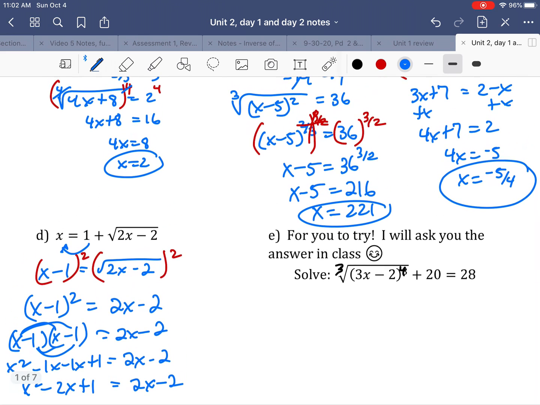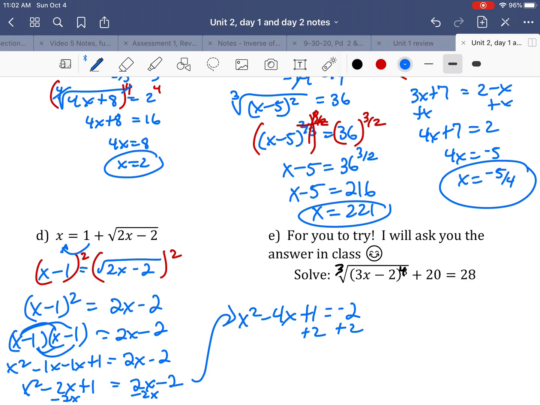All right, so I'm going to wrap this over here. I'm going to take away 2x from both sides. So I would get x squared minus 4x plus 1 equals negative 2, because I was taking away 2x here and take away 2x there. All right, so then I'm going to add 2. So I get x squared minus 4x plus 3. So hopefully you remember from Algebra 2, you got to factor this to solve it.